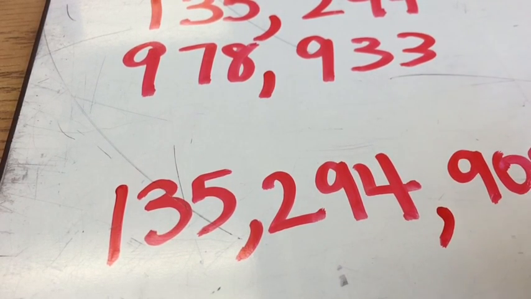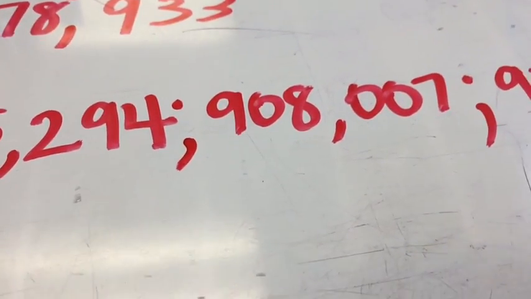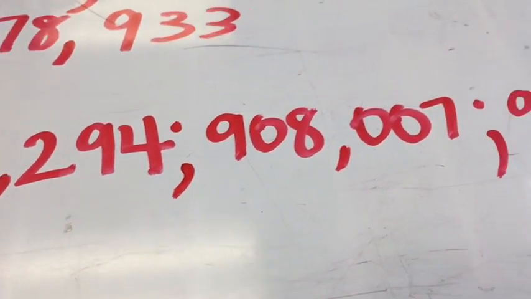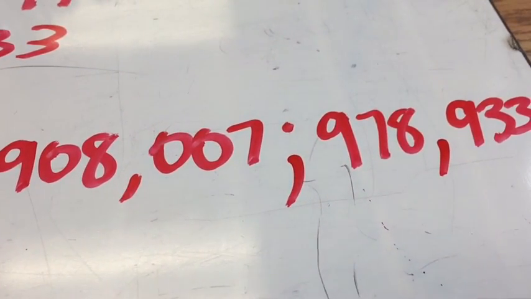So if we put them in order, they will go from 135,294, then 908,007, and then 978,933. So there they are in order from smallest to biggest. Now I'm going to show you how to put numbers in different forms.